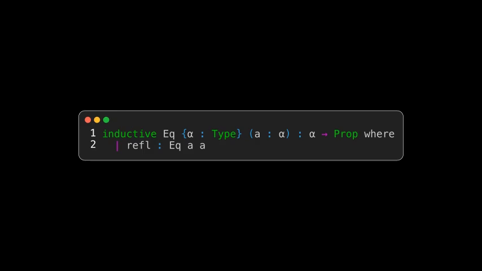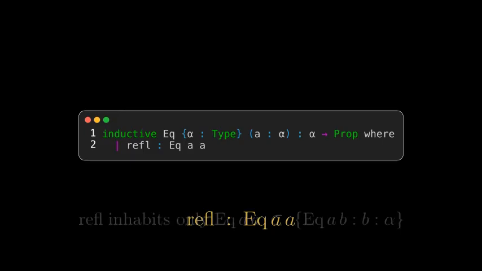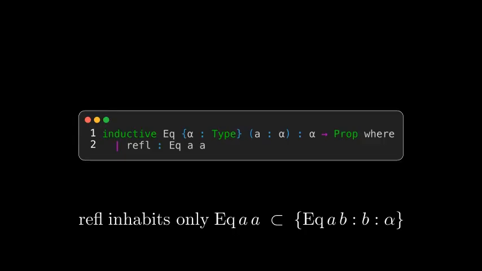One last surprising case. In Martin-Löf type theory, the lineage Agda follows, equality itself is an inductive type. A single constructor, refl, builds a proof that a equals itself. Eq a is a family of propositions, one for every possible right-hand side, and refl only inhabits the diagonal, the case where the two sides are the same.